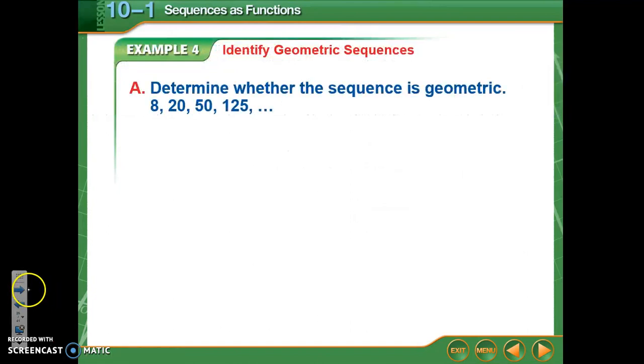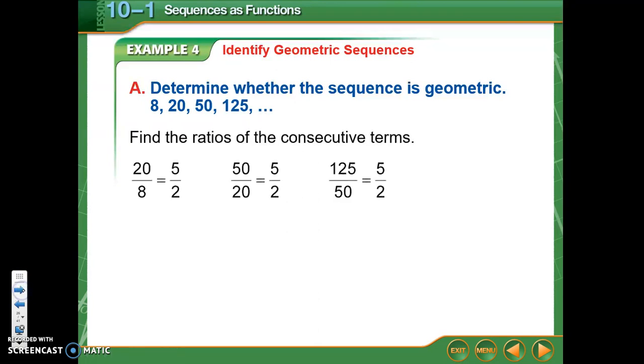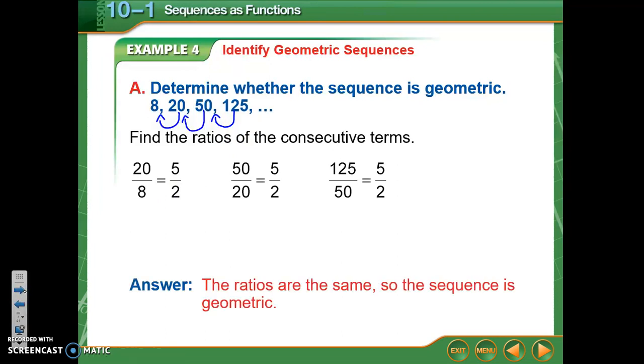All right, so is this sequence geometric? Well, we're going to find the ratios of consecutive terms. So I'm going to do 20 divided by 8, which is 5 halves. Then I check 50 divided by 20. It's also 5 halves. Then I check 125 divided by 50. That's also 5 halves. So this is a geometric sequence.